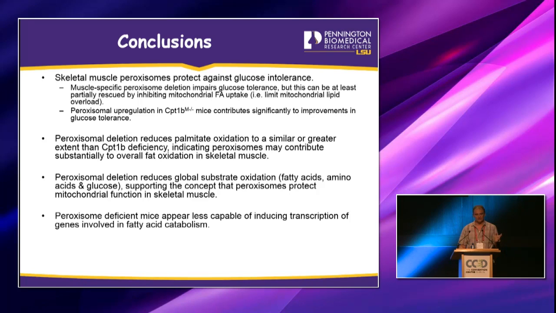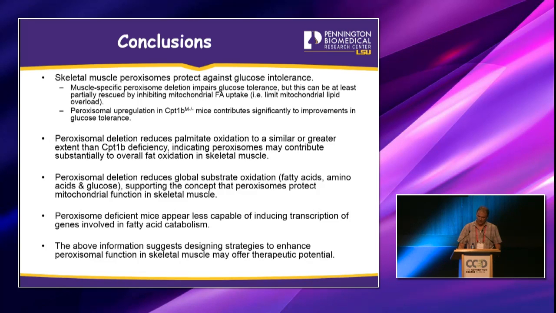I also thought it was really interesting that when we knocked out peroxisomes, the animals seemed to be incapable of generating a transcriptional response to activate fatty acid metabolism pathways. If that ends up being true, it would suggest that peroxisomes may be really important in regulating metabolic flexibility. And finally, I think collectively this information emphasizes the importance of peroxisomal function in muscle and suggests that if we can design strategies to regulate peroxisomal function in muscle, they could offer therapeutic potential.